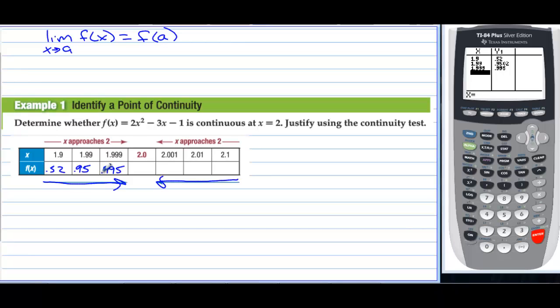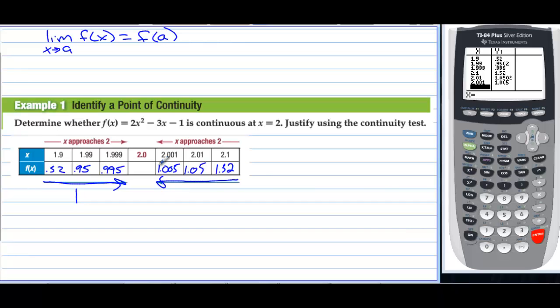So do you get a sense of what we're approaching? What value are we approaching as we get closer to 2? What do you think? 1, right? Looks like we're getting closer to 1. Now how about on the right-hand side? 2.1, 1.52. 2.01, 1.05, and 2.001, 1.005.